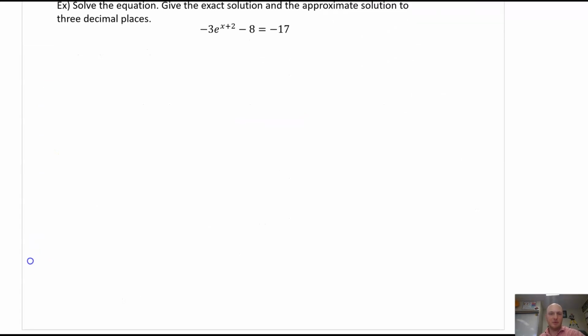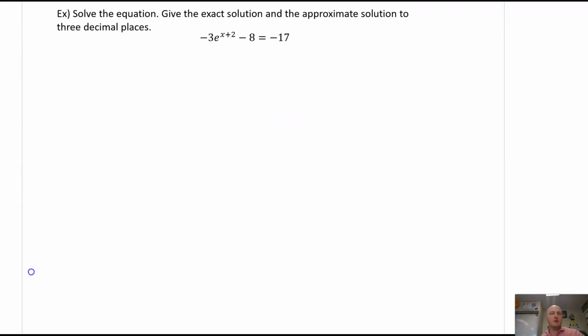Here is example 2, in which we're going to have to do a little bit more heavy lifting to isolate our power expression, e to the power of x plus 2. This time I'm going to undo addition and subtraction first, so I'll add 8 to both sides, giving us -3e to the power of x plus 2. Anytime I rewrite that binomial exponent, I like to add the parentheses just because that's going to help me later on. And on the right side, we get -9.